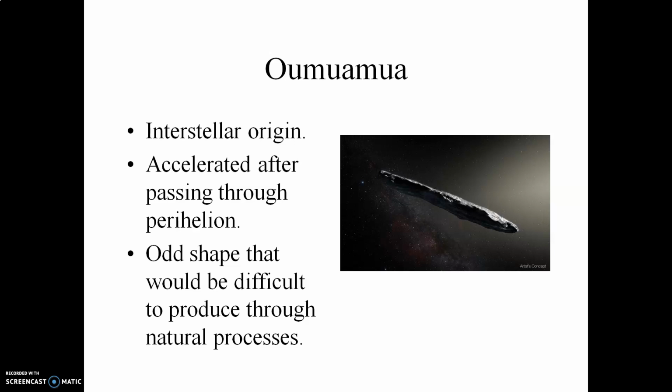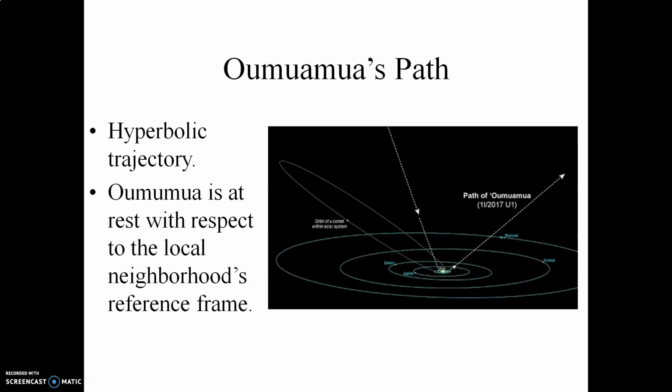So what is the explanation for this? What is the explanation for this weird shape? What is the explanation for its acceleration as it passed through, or after it passed through, perihelion?